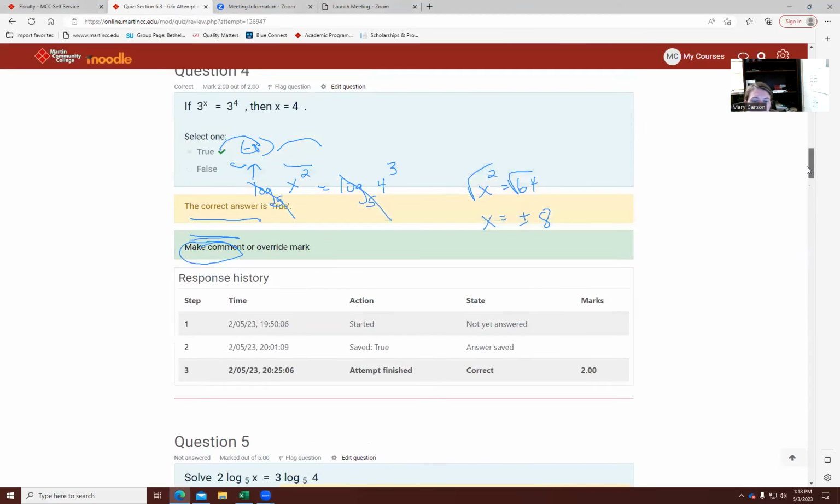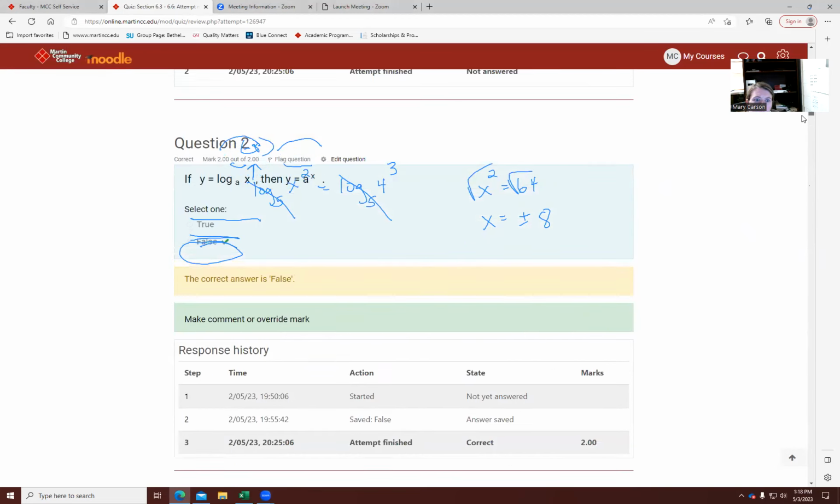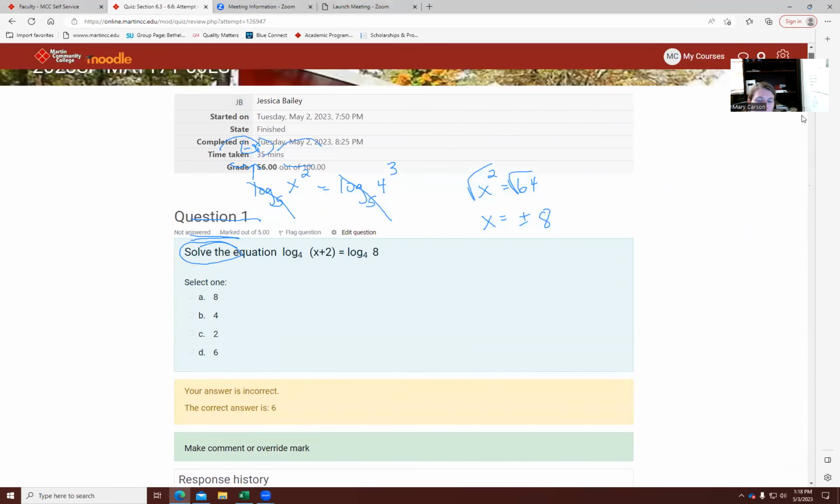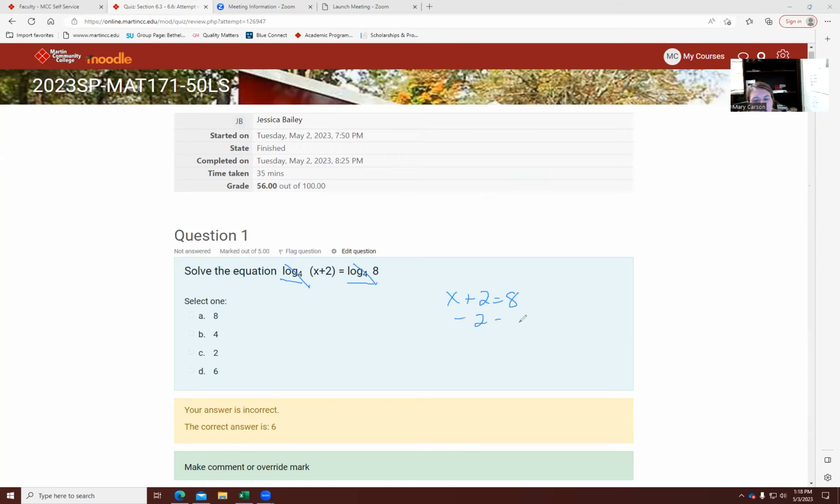All right, we got all these. Oh, wait, let's do this one question. So this one, the same thing. You have the log of 4 here and a log of 4 here, so we can cancel those out, and you're left with x plus 2 equals 8. You subtract 2, and you end up with x equals 6. And you check it, it'll still work.